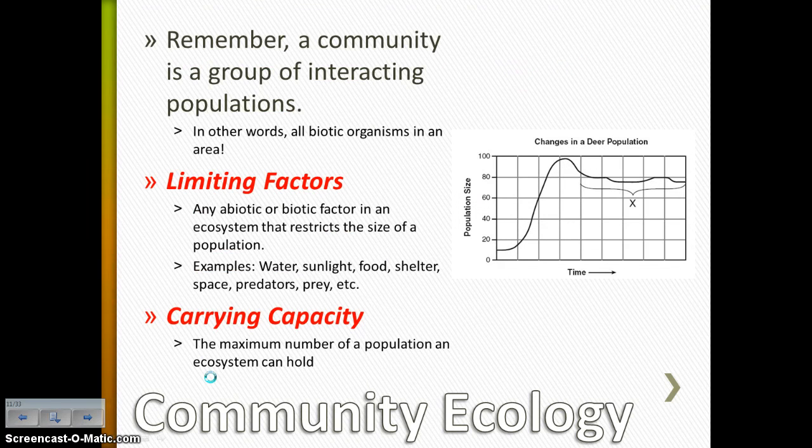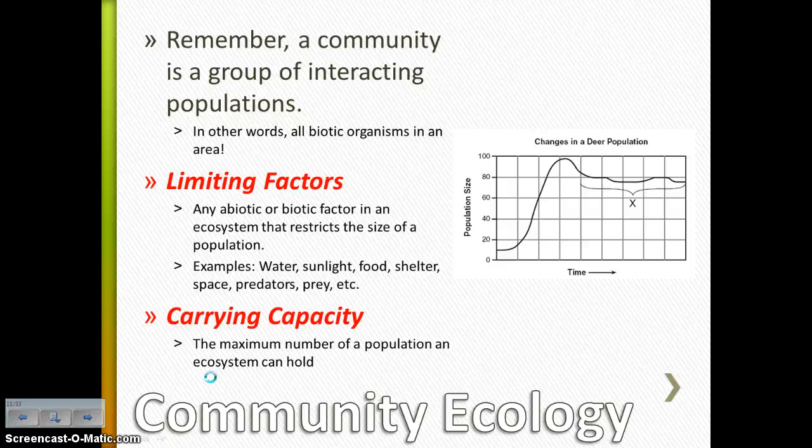Okay, so we have communities. Remember, those are all the interacting populations, all the biotic factors, and those are controlled by what's called limiting factors. So anything that can restrict or control the size of a population is called a limiting factor. So you can have water be a limiting factor, sunlight, food, shelter, space, predators, prey, all of those things can control the size of a population.